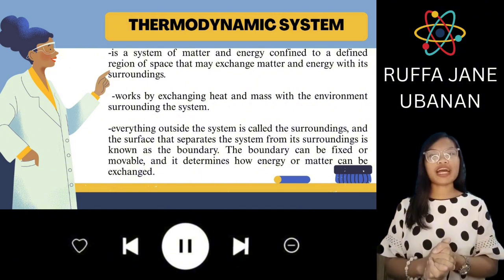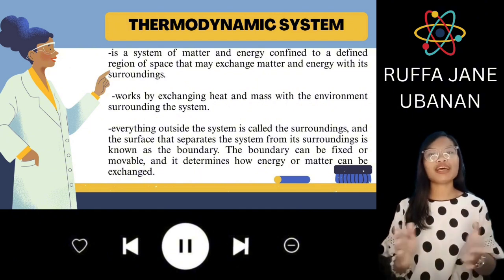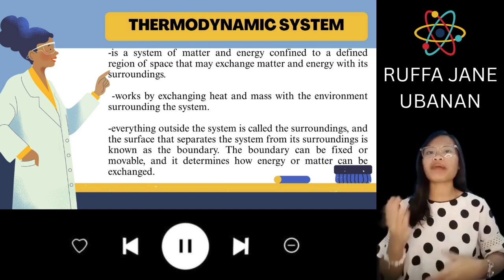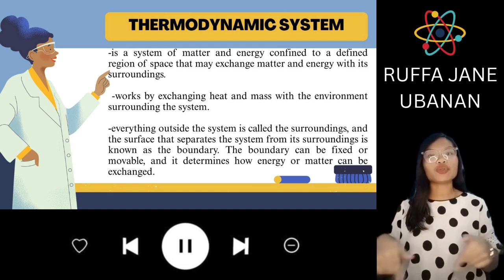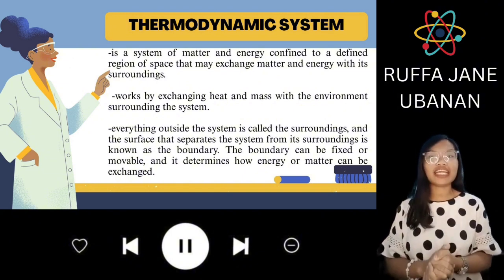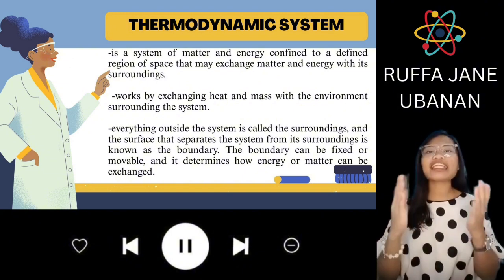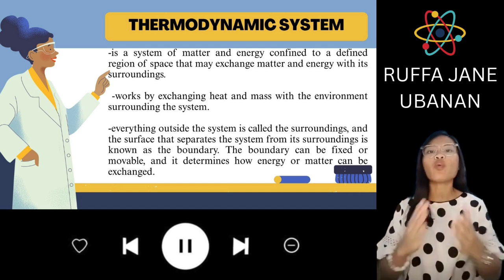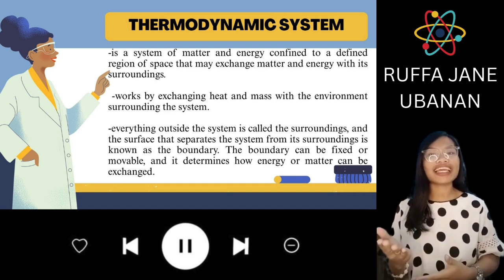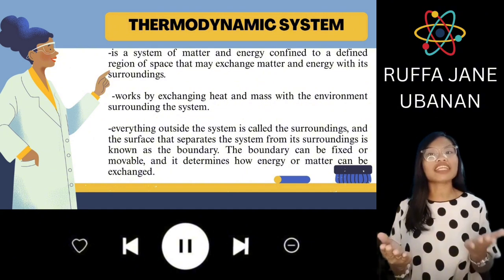What is a thermodynamic system? A thermodynamic system is a system of matter and energy confined to a defined region of space that may exchange matter and energy with its surroundings. This means that the system under study is isolated in a specific area and it has the ability to interact with what's outside it, either by transferring energy like heat or work or matter like gas or liquid.